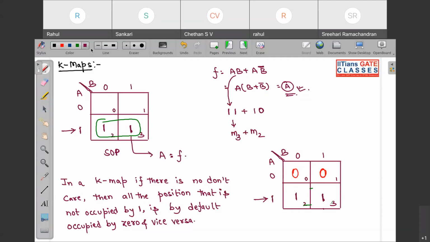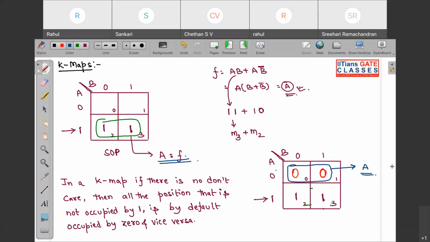So if someone had asked you what will be the POS expression for this, you could have made a group like this. And what would you have written? So look over here, A equal to 0 is common in both the zeros. So 0 corresponds to the non-complemented form in POS. So this is coming out to be A. Now look very carefully. When I had grouped your SOP, or when I had grouped 1s, at that time also I am getting A. When I am grouping zeros, at that time also I am getting A.